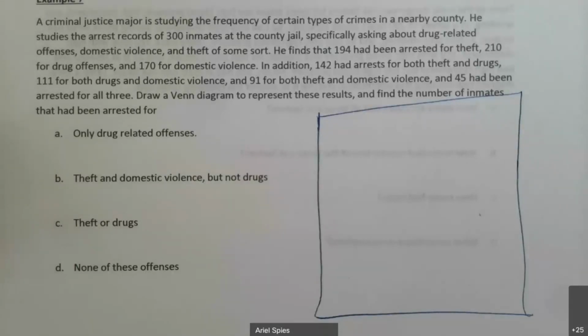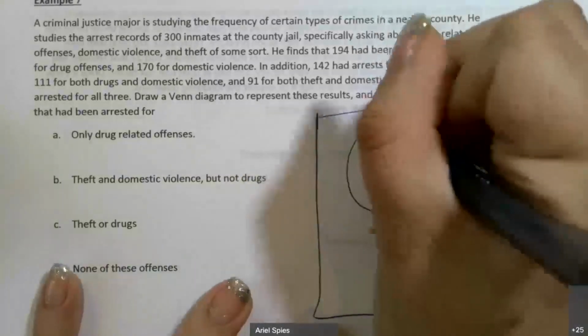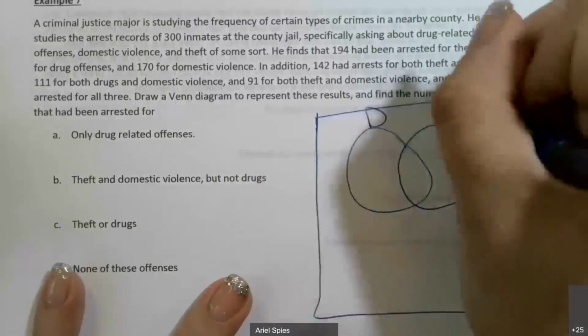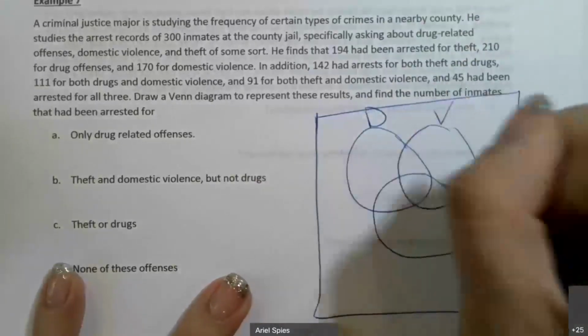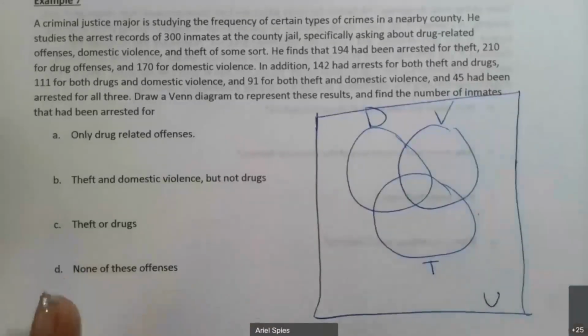And then in addition to that, there's 142 people who've been arrested for both theft and drugs, 111 who have been arrested for both drugs and domestic violence, and 91 that have been arrested for both theft and domestic violence. Then 45 people have been arrested for all 3 crimes. So we want to draw a Venn diagram. I am going to use D for drugs and V for domestic violence. If I at any point switch V and D, let me know. I kept doing that yesterday. And then T for theft, U for universal.